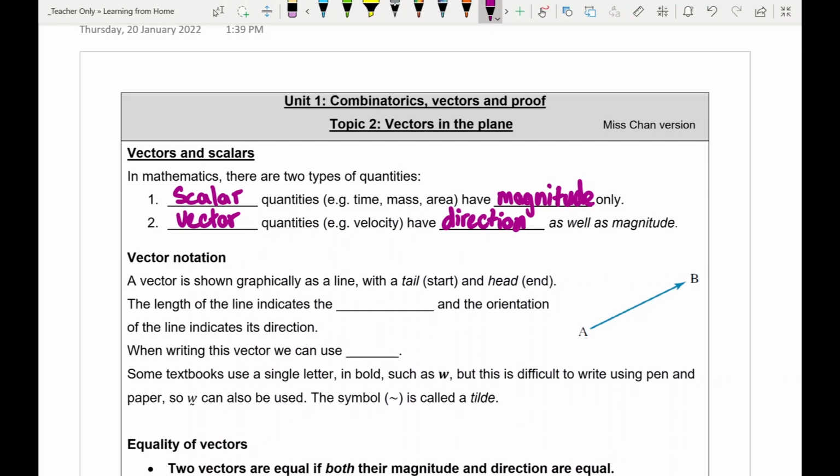Vector notation is shown graphically as a line with a tail at the start and head at the end. The length of the line indicates the magnitude. And the orientation of the line indicates its direction. When writing this vector, we can use AB with an arrow over it, and this is read as the vector from A to B. Some textbooks use a single letter in bold, such as W, but this is difficult to write using pen and paper, so instead we draw a squiggly line underneath the W, and that symbol is called a tilde.